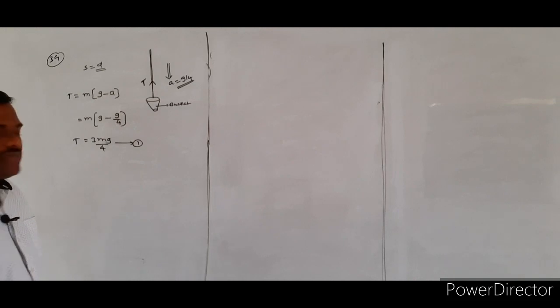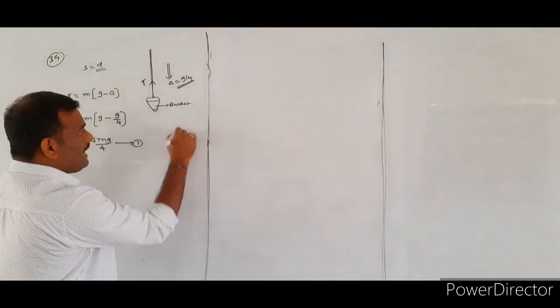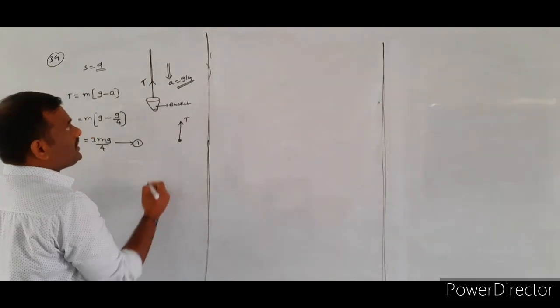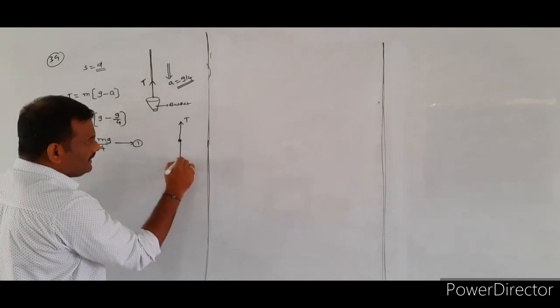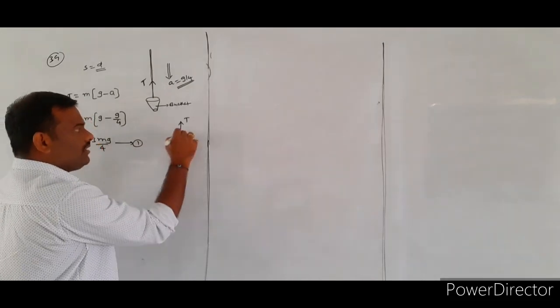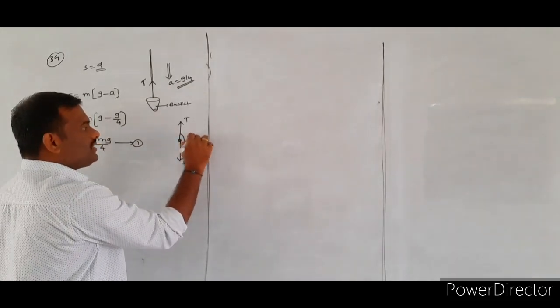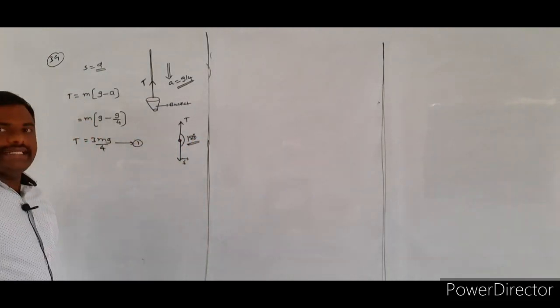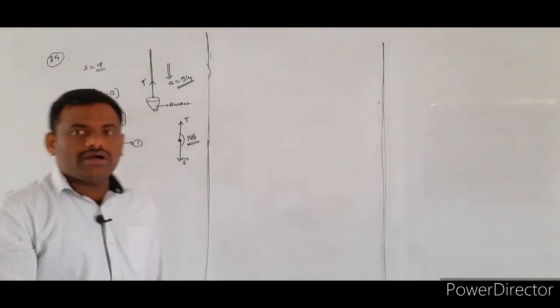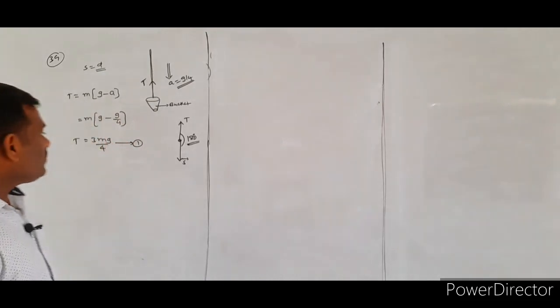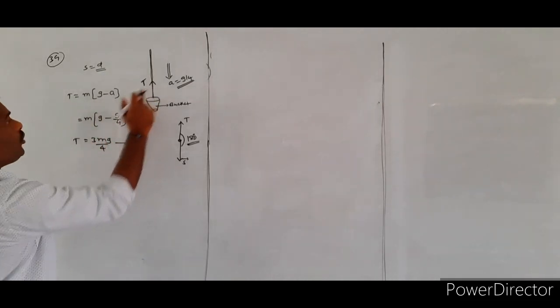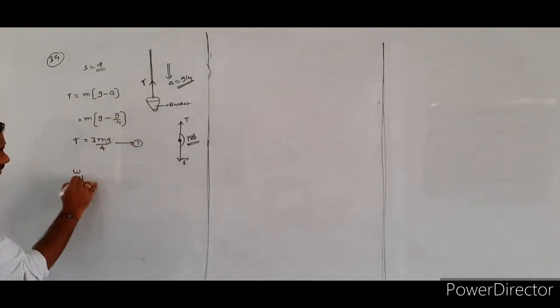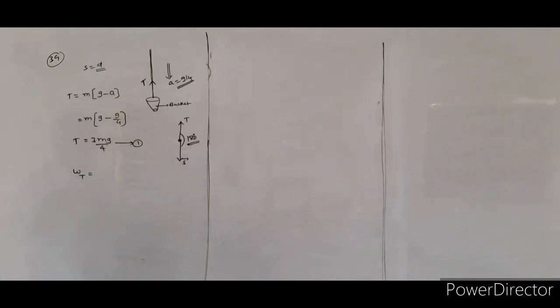So here the tension will be acting in which direction? Upward direction. Displacement will be acting in which direction? Downward direction. What is the angle between the tension and the displacement? 180 degrees. So they are asking the work done by the rope, which is nothing but the work done by the tension.